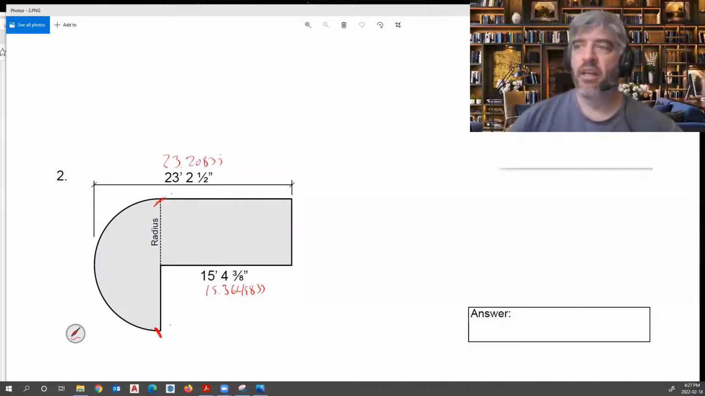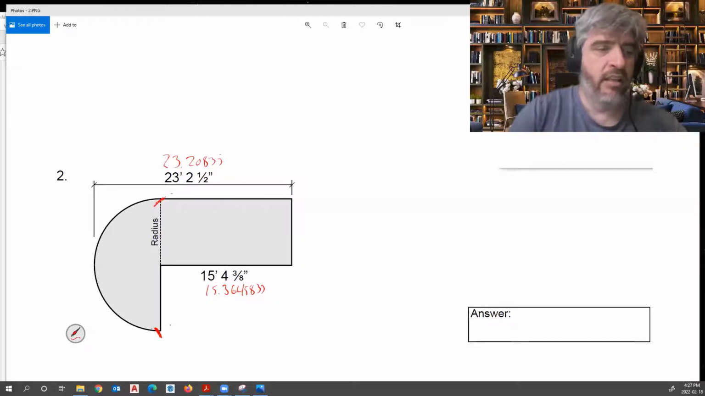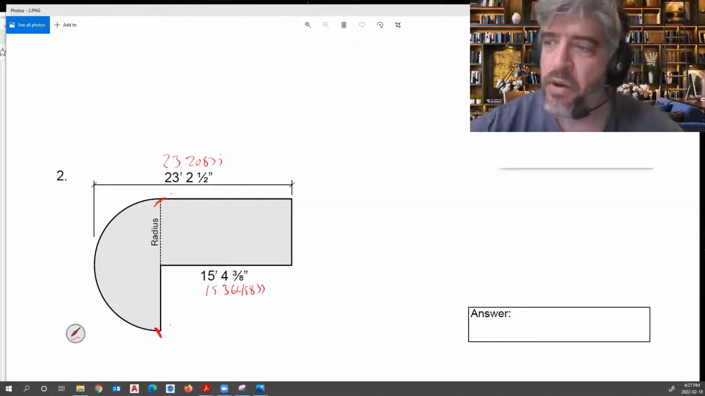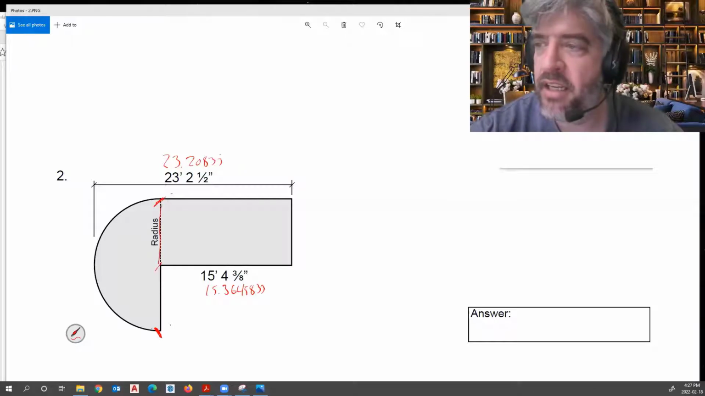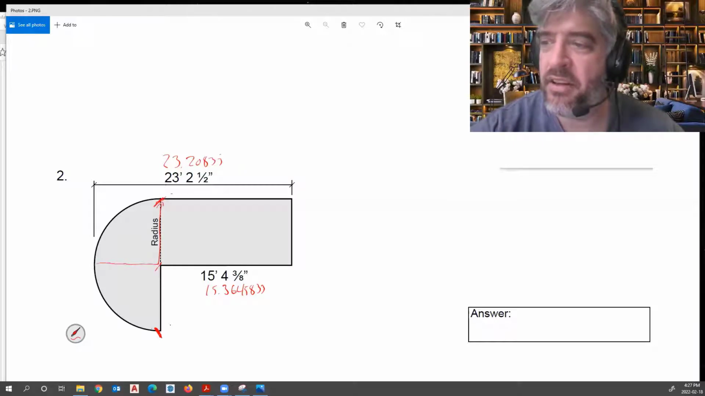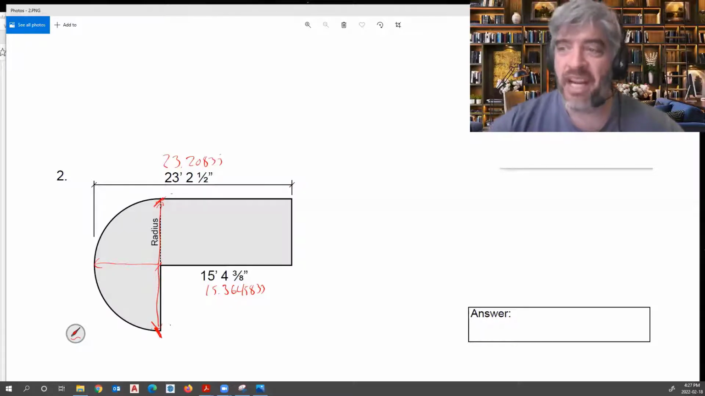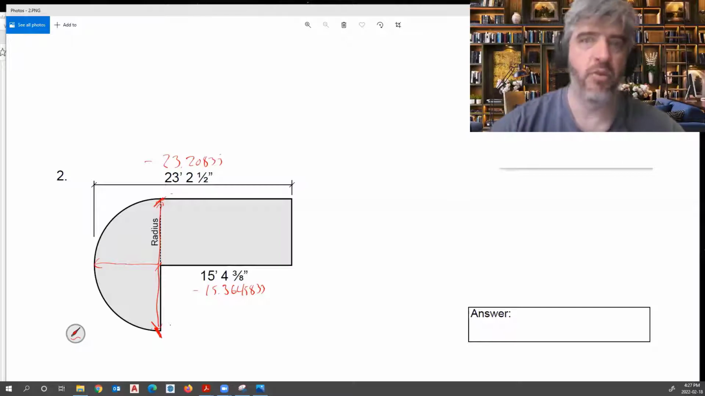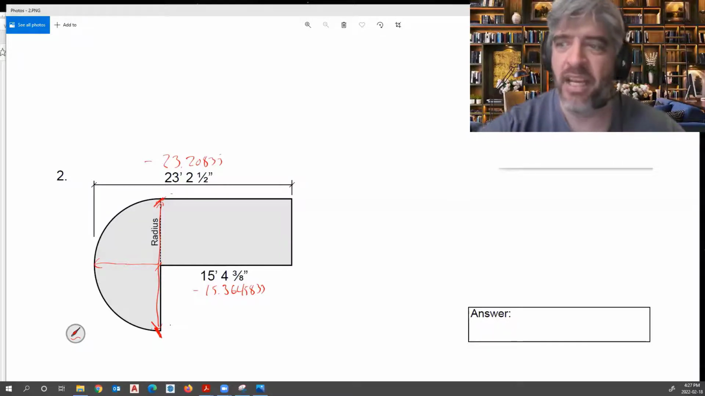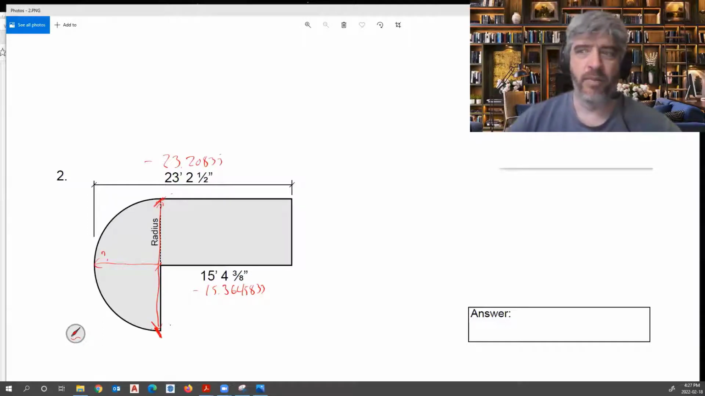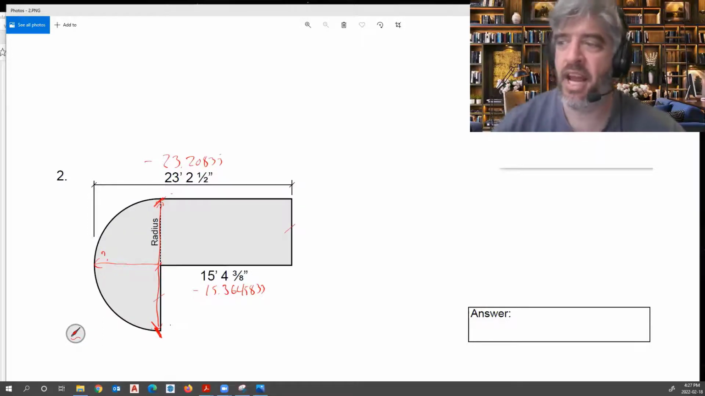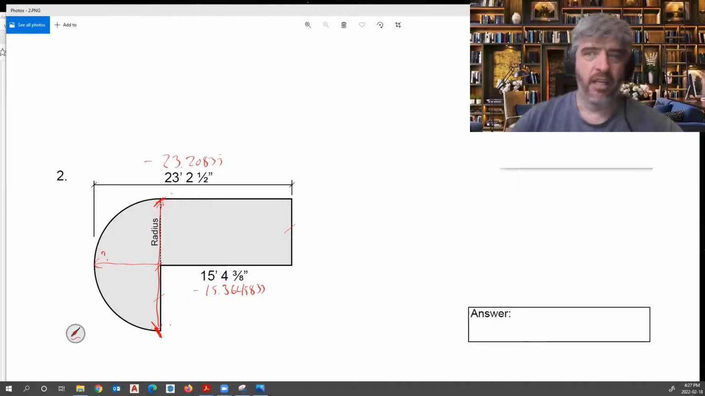23.20833. Okay, so first thing is this is a half of a circle, which means the dimension from here to here is the same as the dimension from here to here, which is the same as the dimension from here to here, which means to figure out the radius of this circle, I just have to subtract the two values that I have. Subtract 15.3 from 23.208, and that will give me this value, which is going to be the same as this value here and this value here, right? Because it's the radius. The radius is the same anywhere around the circle, okay?